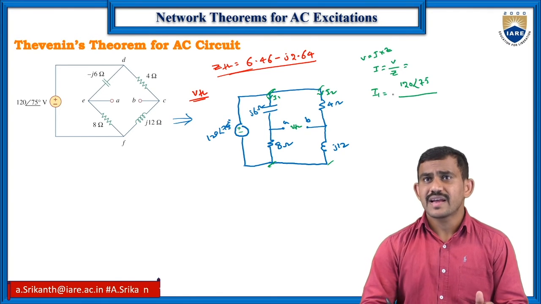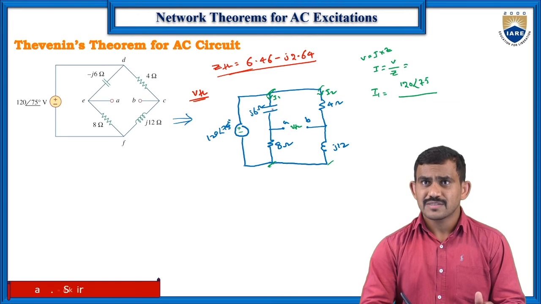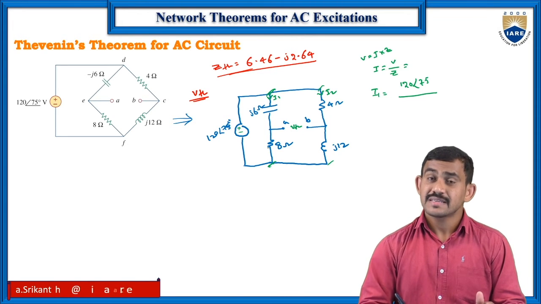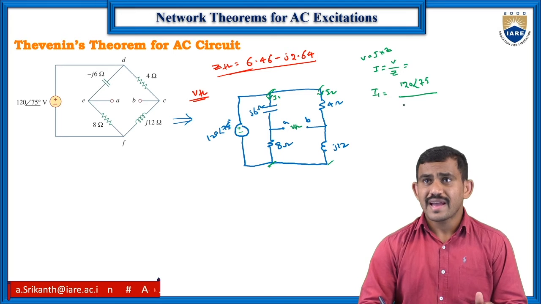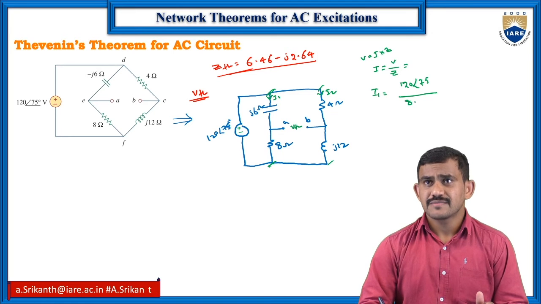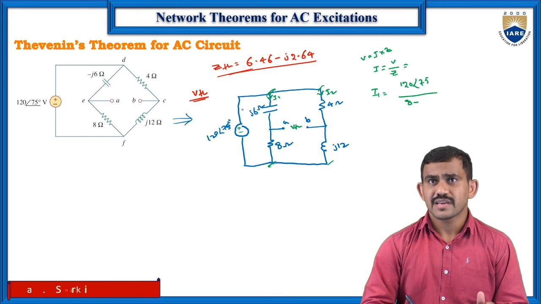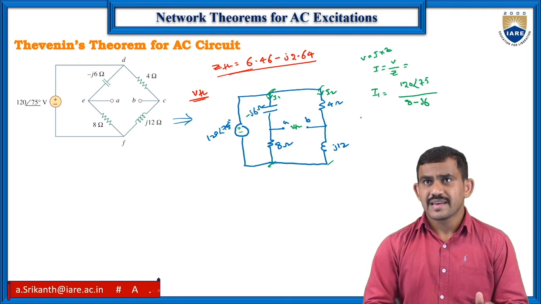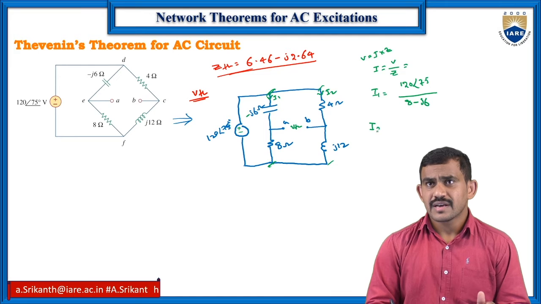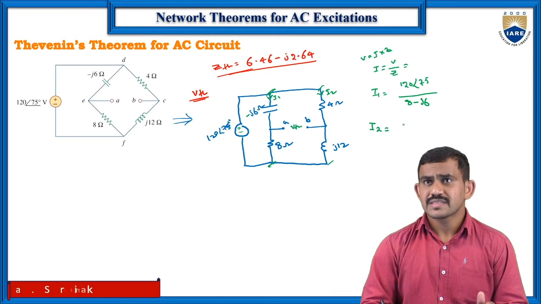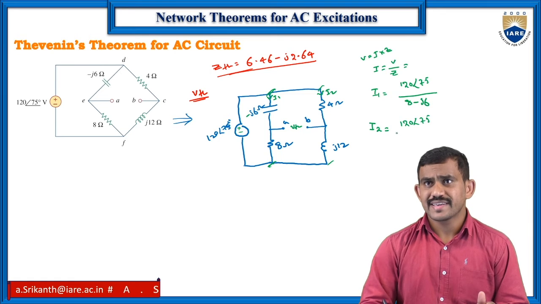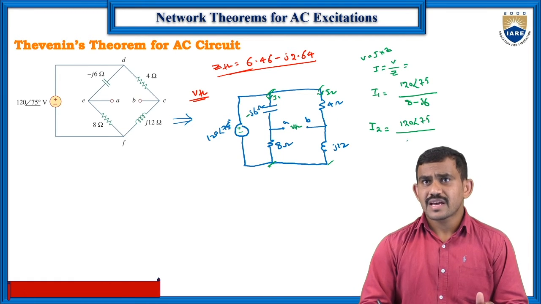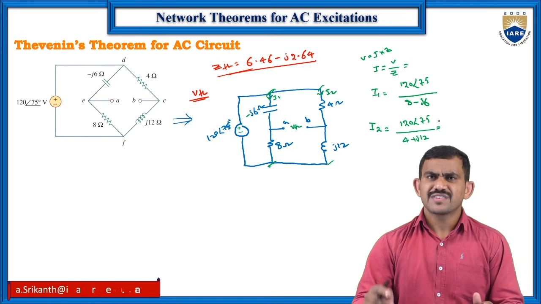And what is the impedance value? In this branch, the capacitor and resistor are connected in series. Series means the value is 8, and the capacitor is minus J6. Coming to I2, we have the same voltage, since parallel voltage is the same, 75 degrees, and both are in series, so 4 plus J12. Now convert into polar.